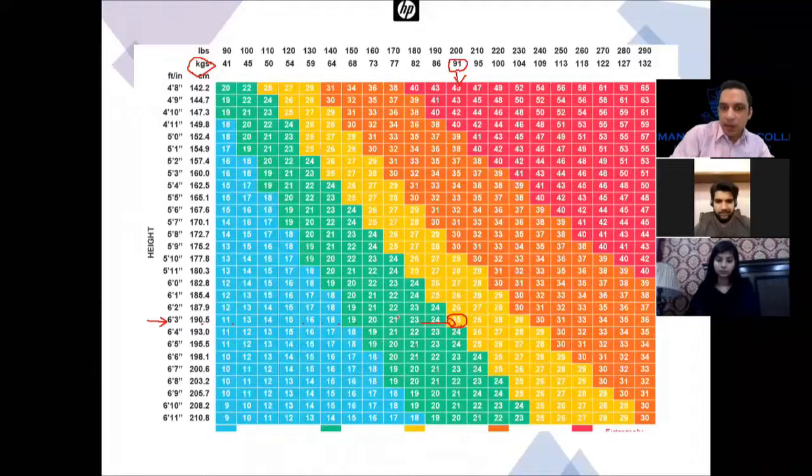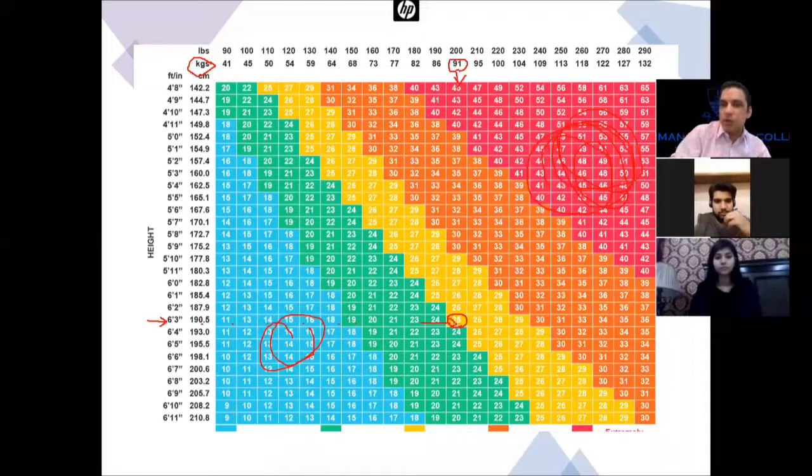The green area is for people with a normal body mass index. These ones are, I believe, slightly overweight. These ones are more overweight, and the red ones are people who are obese. There are underweight people here. Okay, so yours is about 25.